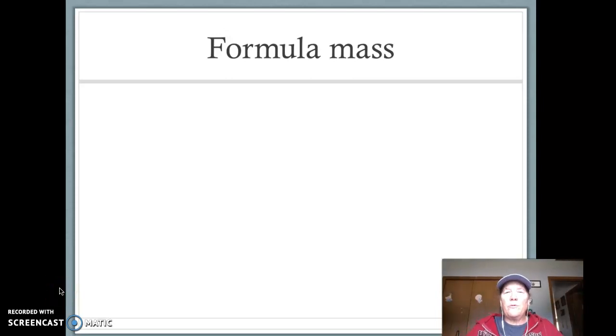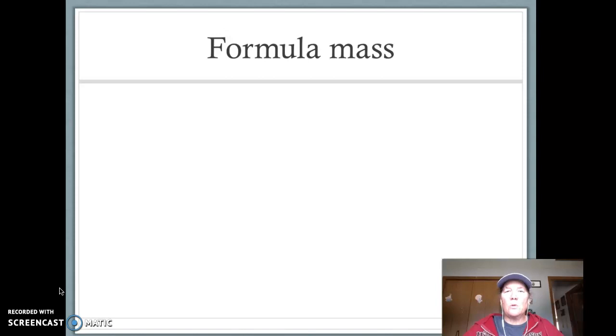Since I went through formula mass and mass percent composition kind of quickly, I thought I'd take a step back. So I wrote some extra notes on these, and we're going to go through those now. They're not part of the chapter 3 PowerPoint, but again, I thought I should slow down a little bit and go through this. If you have any questions, make sure you get a hold of me, okay?